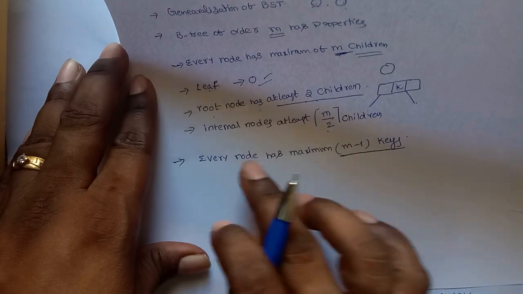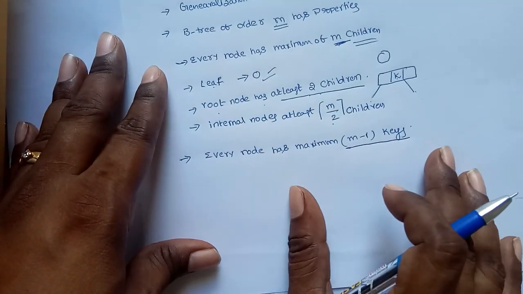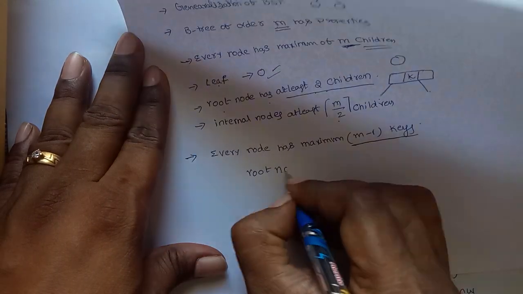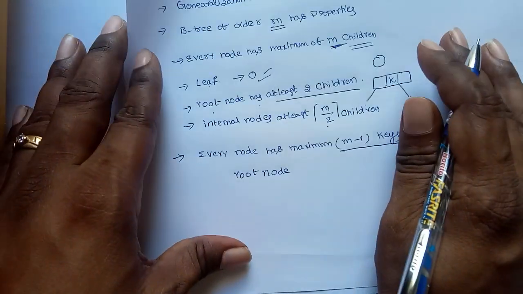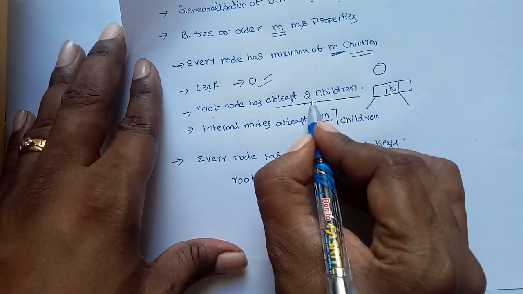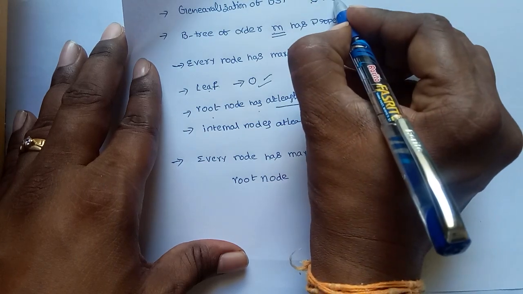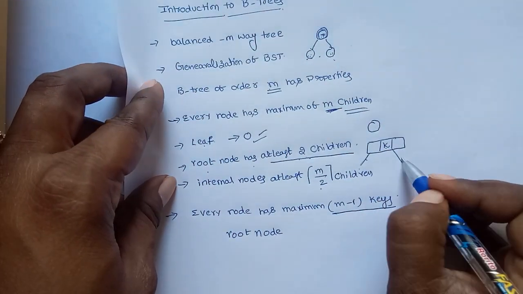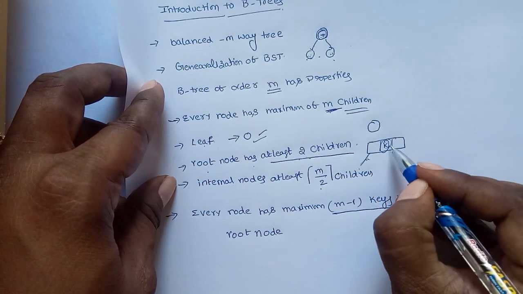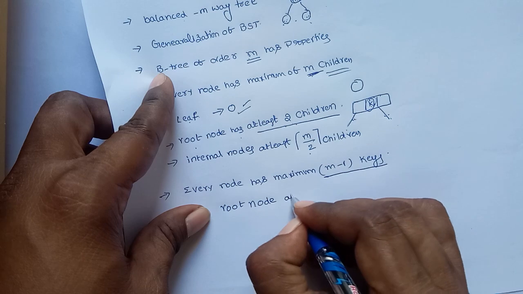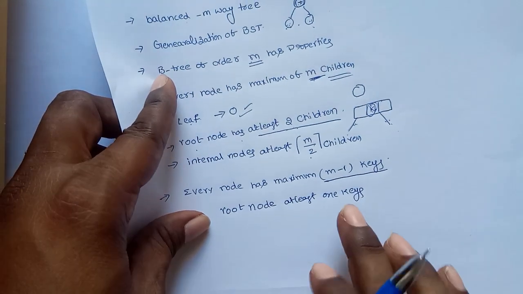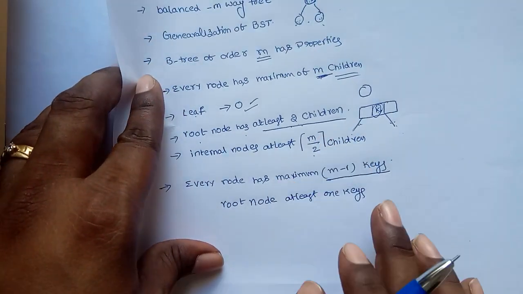Each node contains a maximum of M minus 1 keys. Similarly, consider the root node. How many children? At least 2 children. With a minimum of 2 children, how many keys? It requires only 1 key. So the root node contains at least 1 key. Simply, the keys are always 1 less than the children.